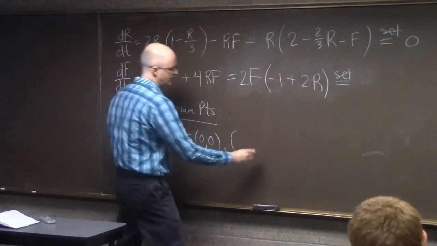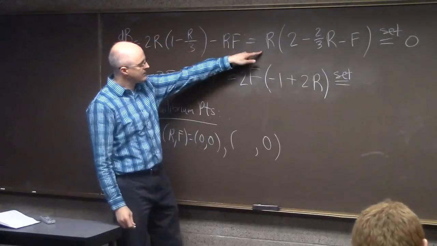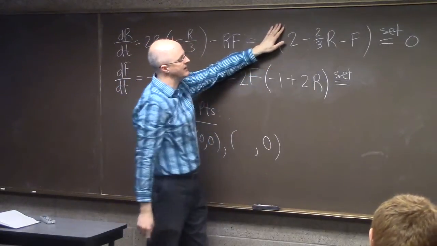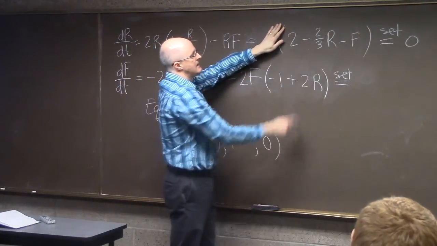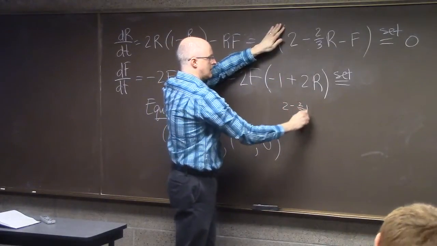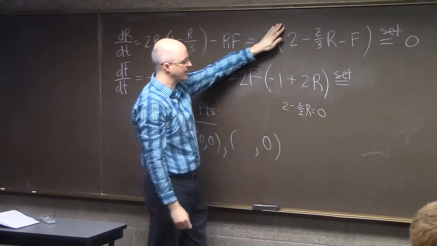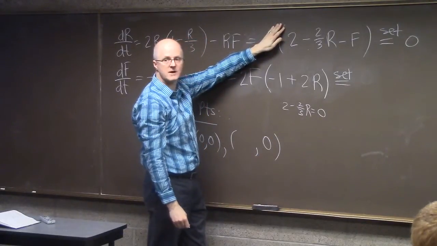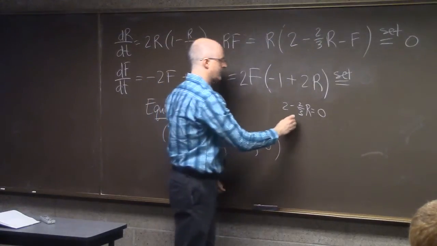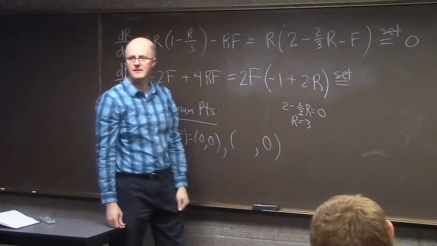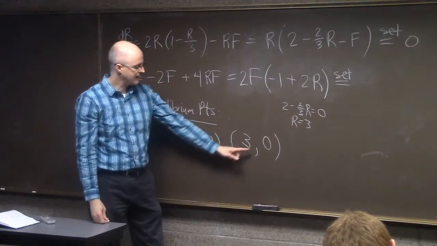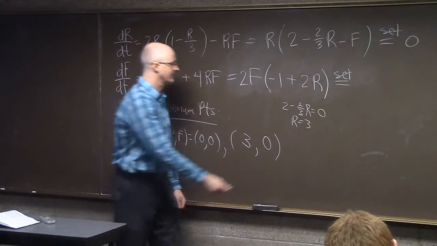If f is 0, r equals 0 makes this expression 0, but also, focus on this factor right there. Plug in f equals 0, and you get 2 minus 2/3 r is 0. Solve that for r first by adding 2/3 r to both sides, and then multiplying both sides by 3/2, and you get r equals 3. So the point (3, 0), r equals 3, f equals 0, is another equilibrium point.